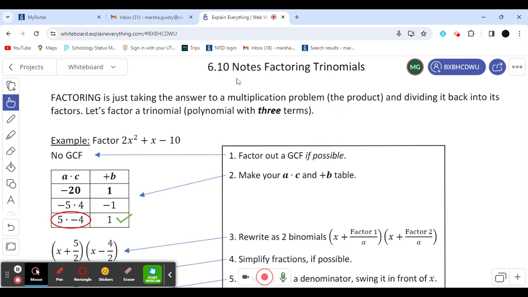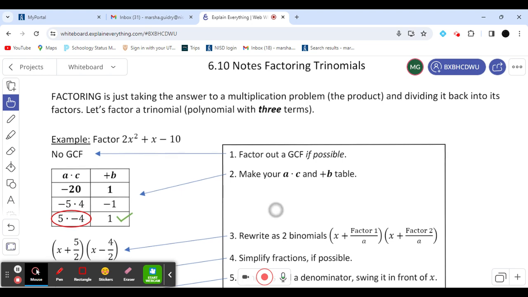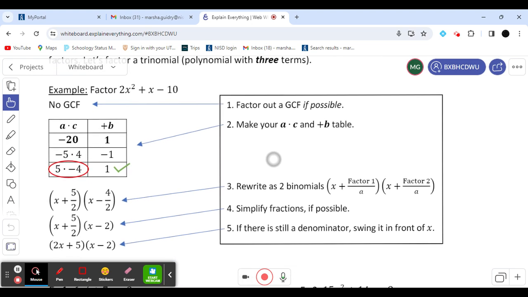Okay, guys, we are going to go over some notes on factoring trinomials. This is a little bit different than the way we did it when we were working in chapter 5. We're not going to use our grouping method this time. This is a little bit of a trick. But if you like factoring by grouping, absolutely continue to do that.